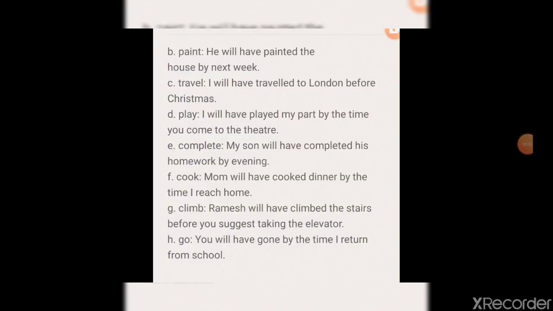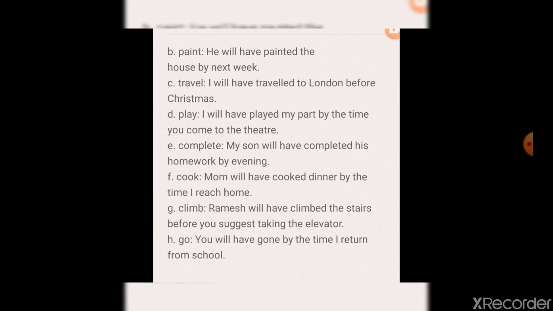Second one is paint. So he will have painted the house by next week. Third is travel. I will have traveled to London before Christmas. Next is play. I will have played my part by the time you come to the theater. Next is complete. My son will have completed his homework by evening.